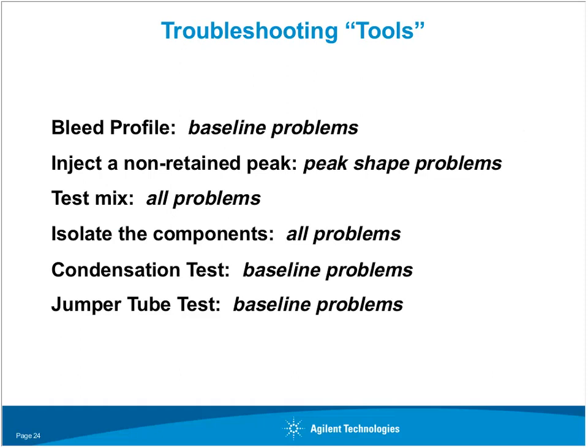So moving into the troubleshooting tools, we're going to look at the bleed profile and baseline problems. I'm going to talk about injecting a non-retained peak and peak shape problems. We'll look at the test mix. We'll isolate the components, all problems. We'll do some condensation tests to look at baseline problems, and a jumper test tube to look at baseline problems. Again, this presentation is recorded. You have the PDF of it. I would request, if at all possible, keep it for future troubleshooting.